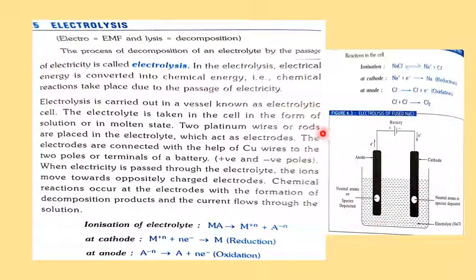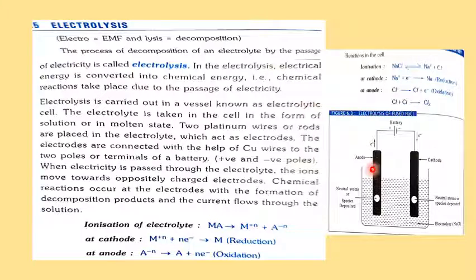This is the electrolytic cell. The electrolyte is taken in the vessel in the form of solution or molten state. That means if we take one beaker, pour water and dissolve NaCl, then NaCl solution is formed. After that, you put two platinum wires that act as electrodes. One acts as the anode and the other as the cathode. The anode is indicated by positive charge and the cathode by negative charge.